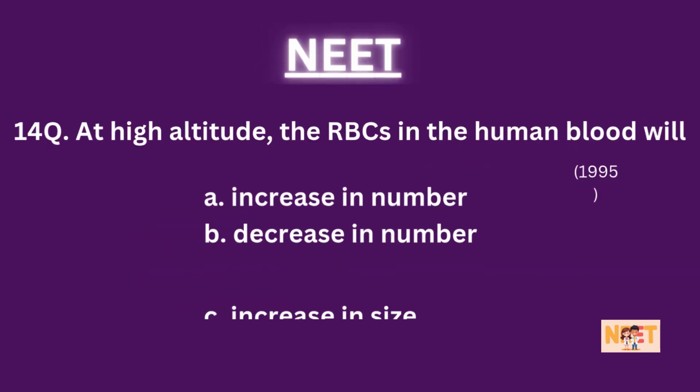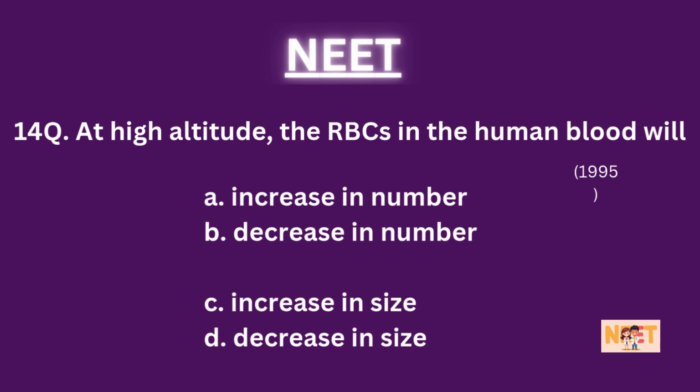Fourteenth question. At high altitude, the RBCs in the human blood will A. Increase in number, B. Decrease in number, C. Increase in size, D. Decrease in size.